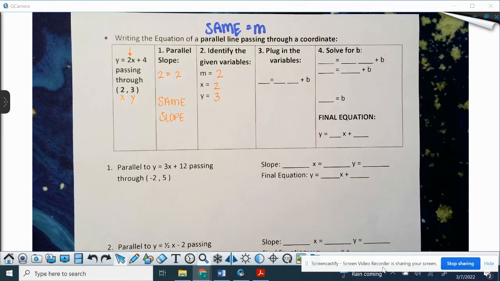So one more time, parallel slope means same slope as given to write a line that's parallel to that line. Because again, remember, parallel means that they will never touch. So if you're graphing a rise over run of 2 over 1, 2 over 1, 2 over 1, to keep the line from running into it, it needs to have that exact same slope. So we're going to plug in those variables.